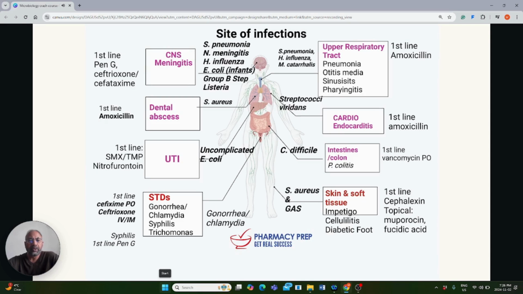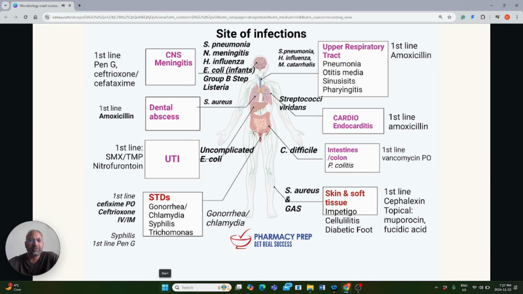And lastly, we come to our last question. So let's just go over the drugs that are mostly used for treatment of these infections. For the CNS infections, the first line of drugs are mostly penicillin G, ceftriaxone, and cefotaxime, of course, provided that the organism is not resistant to the penicillins. Then for the dental abscesses, again, mostly because the organism is staph, we mostly use amoxicillin, which is a kind of penicillin. And for the urinary tract infections, we have nitrofurantoin and SMX-TMP.